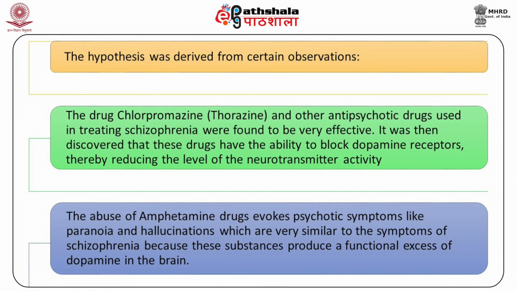A. The drug chlorpromazine, also known as Thorazine, and other antipsychotic drugs used in treating schizophrenia were found to be very effective. It was then discovered that these drugs have the ability to block dopamine receptors, thereby reducing the level of the neurotransmitter activity. B. The abuse of amphetamine drugs evokes psychotic symptoms like paranoia and hallucinations, which are very similar to symptoms of schizophrenia. These substances produce a functional excess of dopamine in the brain.